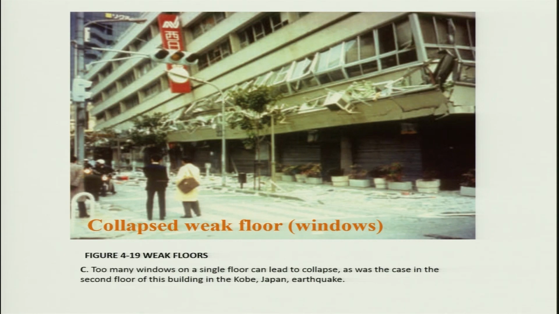So, this is another case of many windows located in between two massive portions of the building, whereas this did not suffer anything because this was all having walls here, not just the columns. So, the weaker floor was this one, which collapsed.